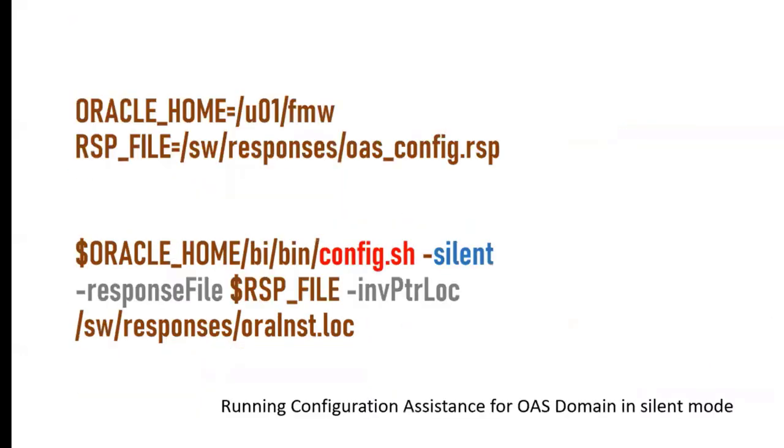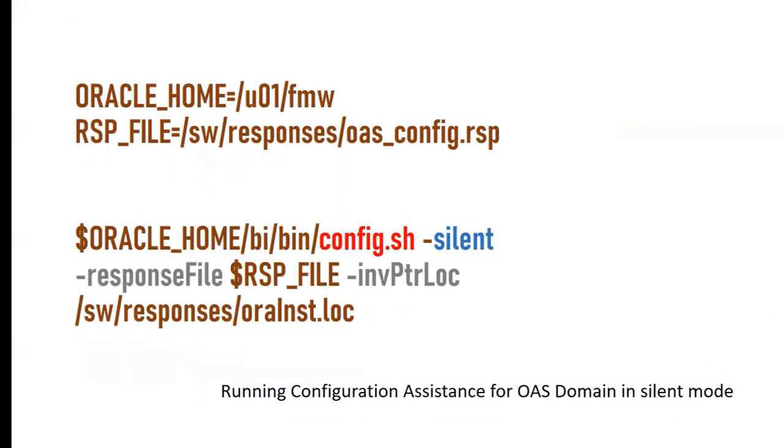Let us see this hands-on on Oracle Fusion Middleware, where the RSP file is located and where you're going to store it, that is the OAS config. If you are using the existing, then OAS config existing.rsp. So that depends on the RCU which you are going to use.